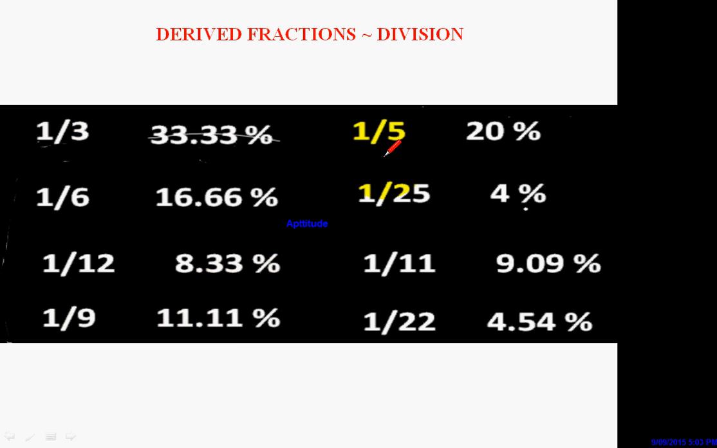And for 1 by 5, 1 by 5 is equivalent to 20%. Again, if you want to calculate the value of 1 by 25, divide the value of 1 by 5 by 5. Similarly, 20 by 5, you will get 4%.